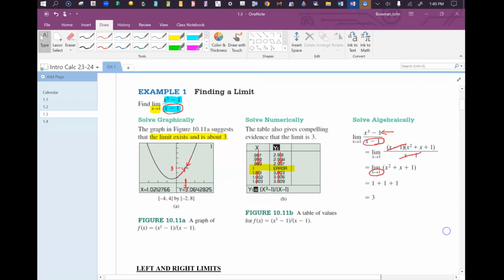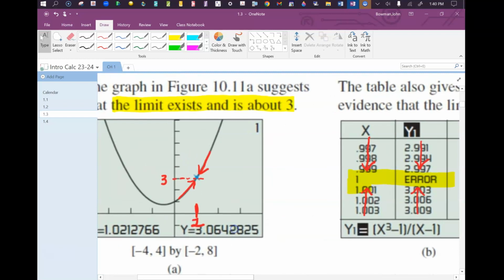So to relate that back to the graph, you can see as we approached x equal 1 from the left and the right, let me highlight that, from the left and from the right in blue, the y values, or f of x, approached 3.